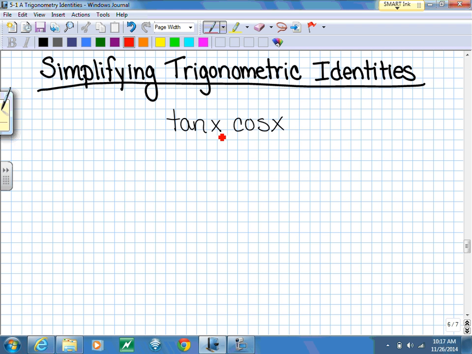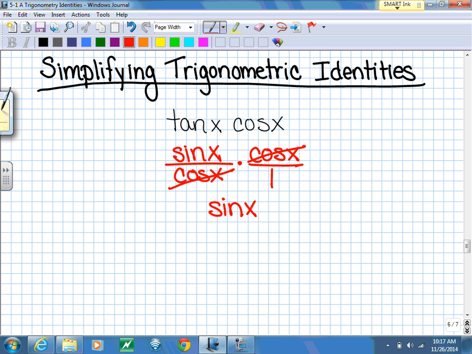But here I have tangent of x times the cosine of x. Well, the tangent of x is the same thing as sine x over cosine x. If I think of this now times cosine x, which would be over 1, when I multiply fractions, my cosine x's are going to cancel, leaving me with sine x over 1, which simplifies down to sine x. So the tangent of x times the cosine of x can be rewritten as the sine of x.